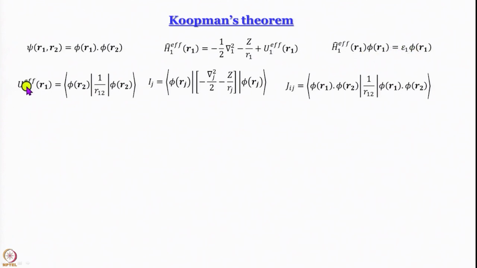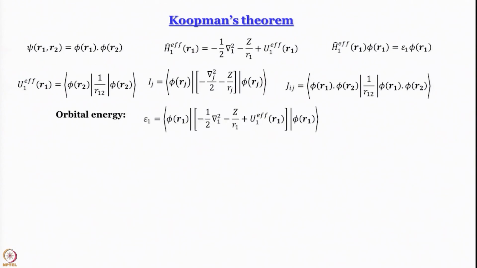Epsilon 1 looks like energy, right, and we get it as an eigenfunction of an equation that looks like the Schrodinger equation, the one electron Schrodinger equation. Is it the energy of the atom? Is it the energy of the orbital, or is it something else? What is it? It is called orbital energy. Its expectation value is called the orbital energy, and this is how you define it, of course.